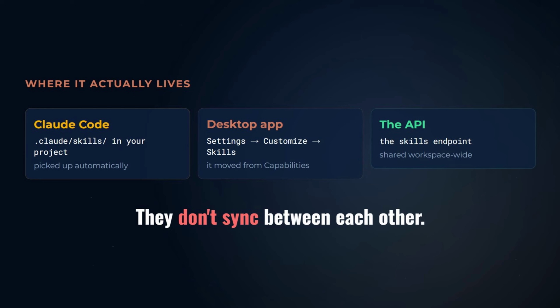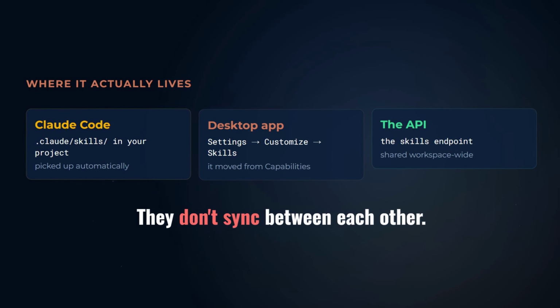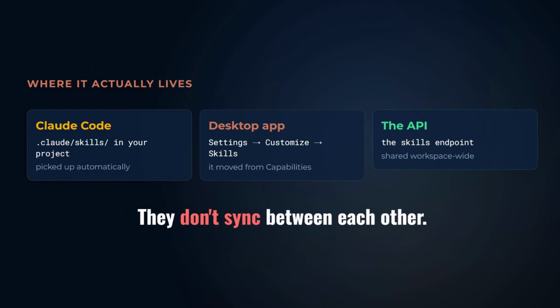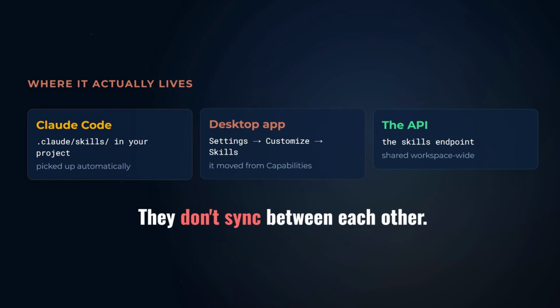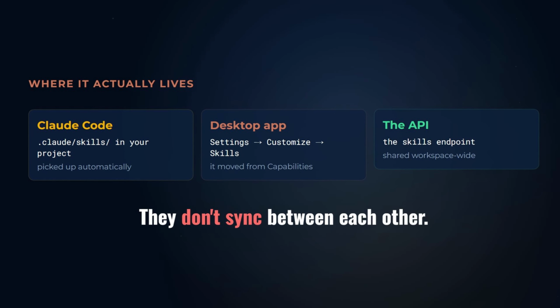In the Claude desktop app, open settings, then look under customize for skills, not under capabilities. It moved. And if you're building on the API, you upload it through the skills endpoint where it's shared across the whole workspace. Same folder, 3 destinations. Upload it wherever you actually work.